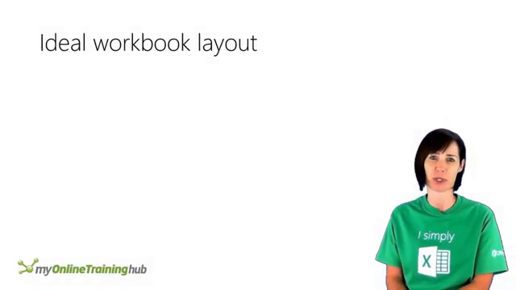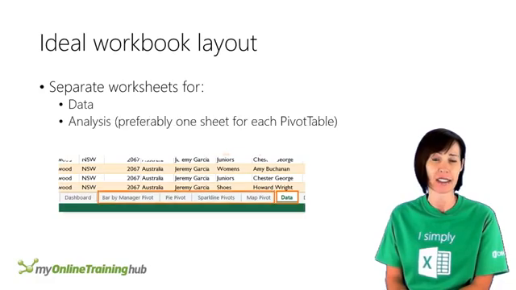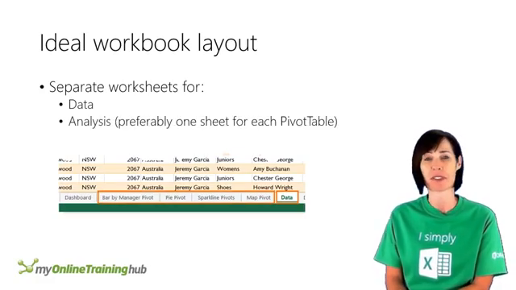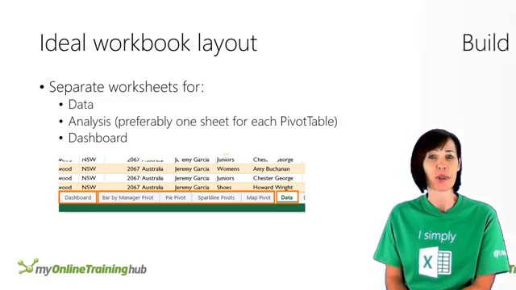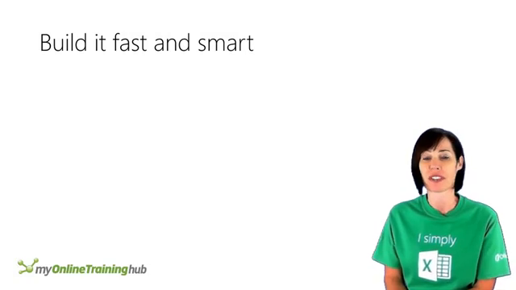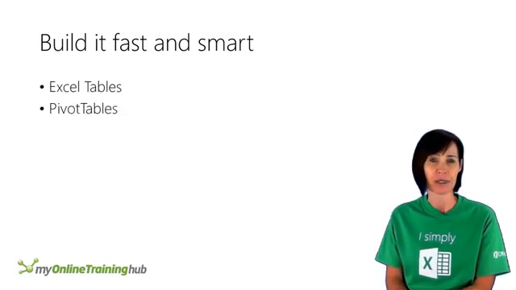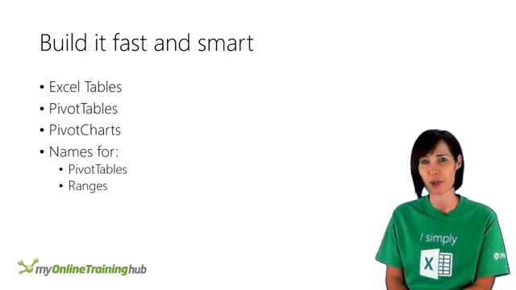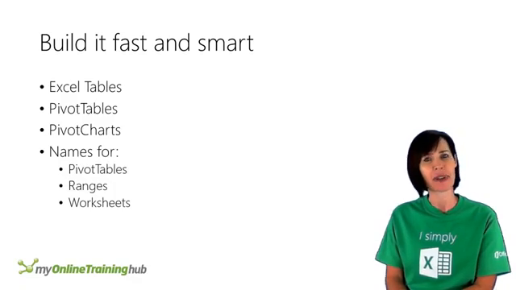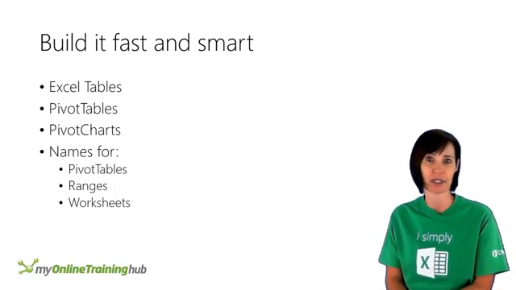So the ideal workbook layout has separate sheets for data, analysis, preferably one sheet for each pivot table if you're using pivot tables, and a sheet for the dashboard. And we'll be employing various techniques to ensure a fast and smart build, namely Excel tables, pivot charts. We'll be naming things like pivot tables, ranges, and worksheets. And when we name things, it makes it quick to build and easier to understand when you come back to that file in 3 or 6 months.